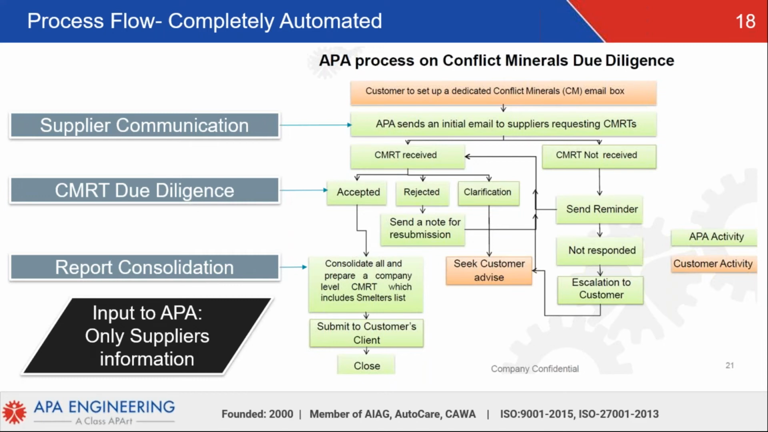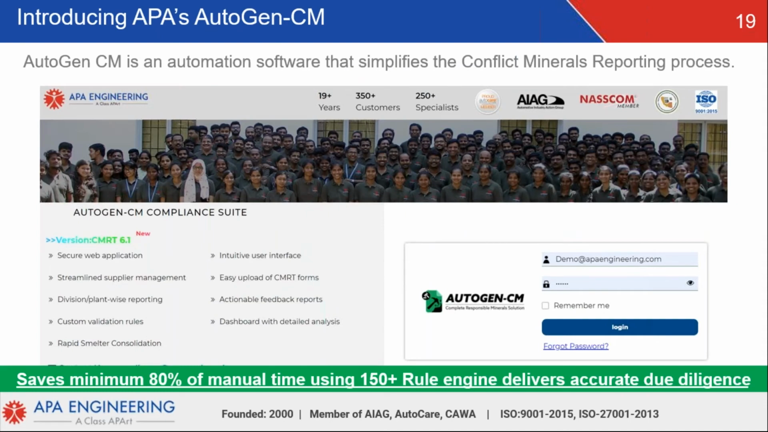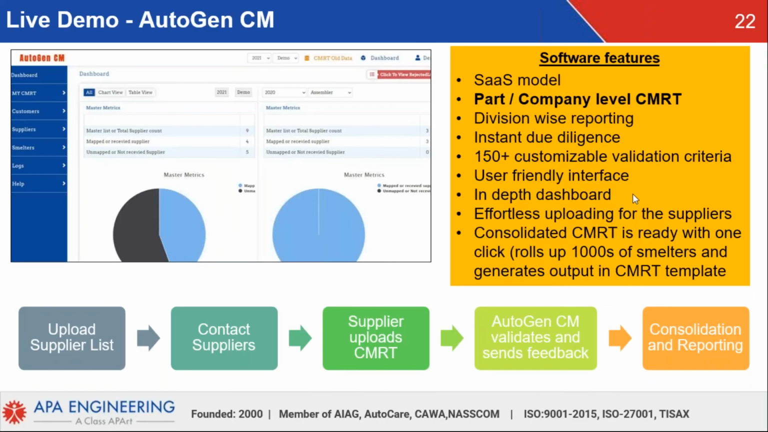Next slide. This is the login page of the AutoGen CM tool. Next slide. Instant due diligence for the supplier. 150 plus customizable validation criteria based on the customer requirement. User-friendly interface. In-depth analysis. Effortless uploading for the suppliers. Consolidated CMRT is ready with one click that rolls up thousands plus smelters and generates output in a CMRT template, which is nothing but the RMI CMRT template. Latest version is 6.1. Let's see the process flow of API AutoGen CM.